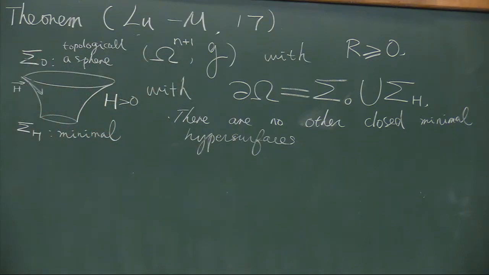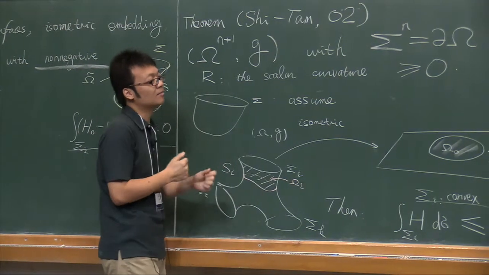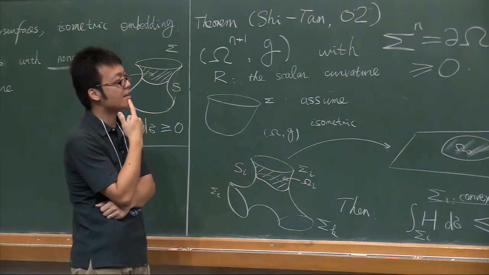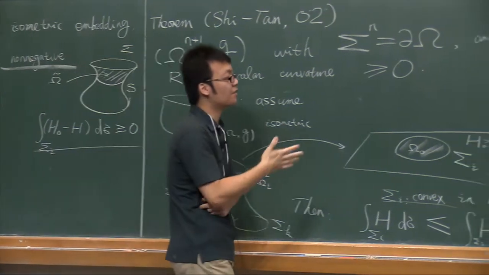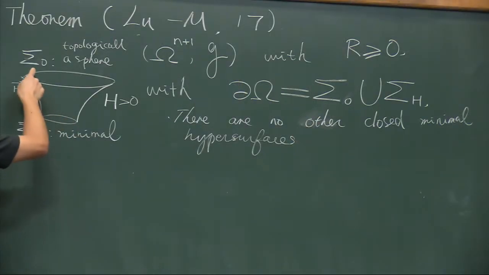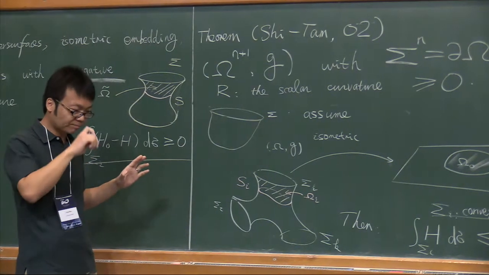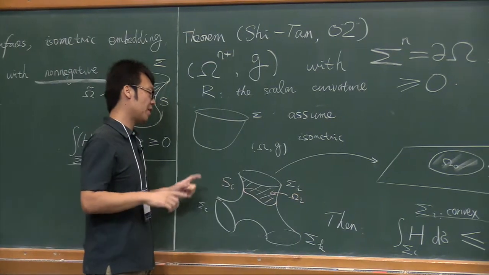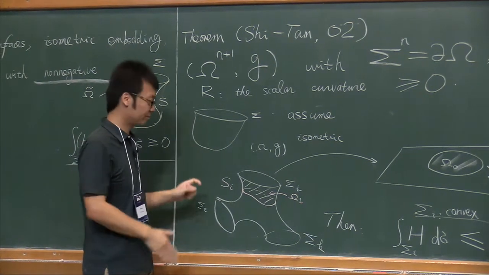Now, given such an object, the question is how to investigate the effect of this outermost minimal boundary on the other boundary component. Well, going back to Shi-Tam's case, here is a remark that I'm going to make. It's a rather important remark.